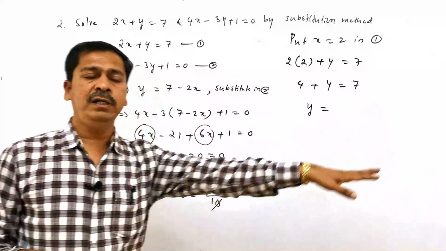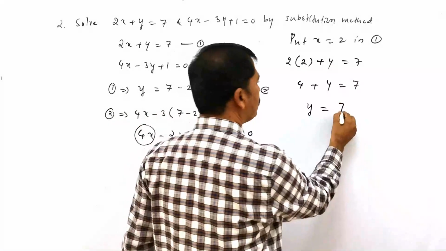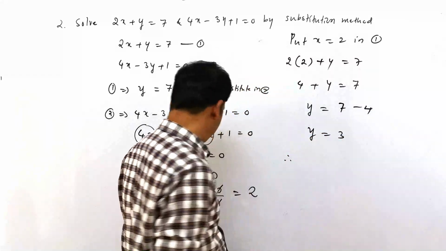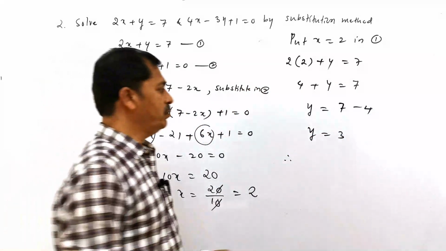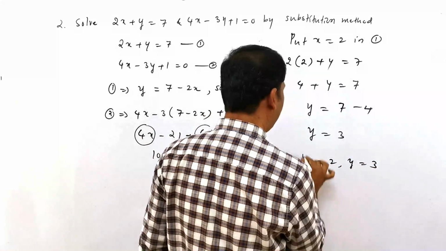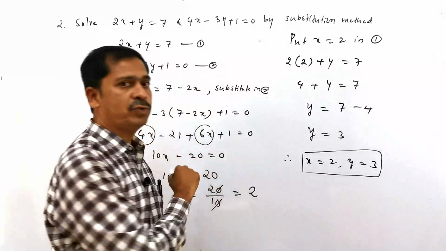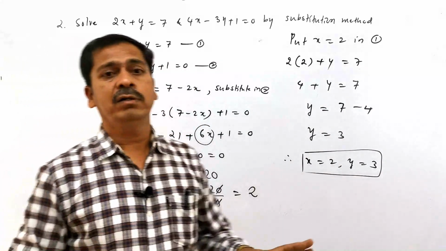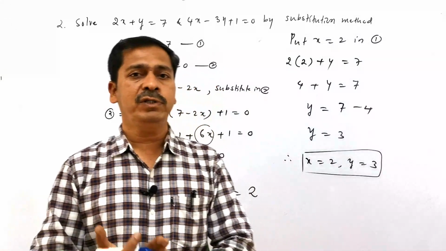So y equal to, we can write, shift this 4 to that side, it becomes 7 minus 4. On taking the difference, y is equal to 3. So your conclusion is x is equal to 2 is one of the solutions, and y is equal to 3 is the other solution here. So this completes the solution for this example.